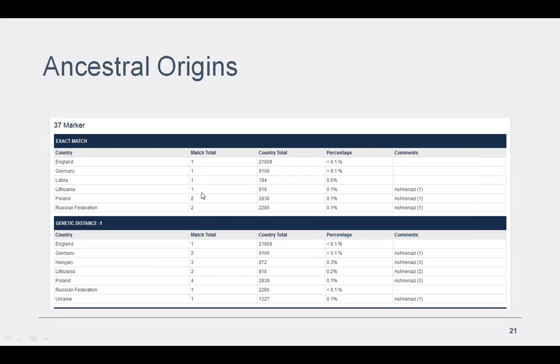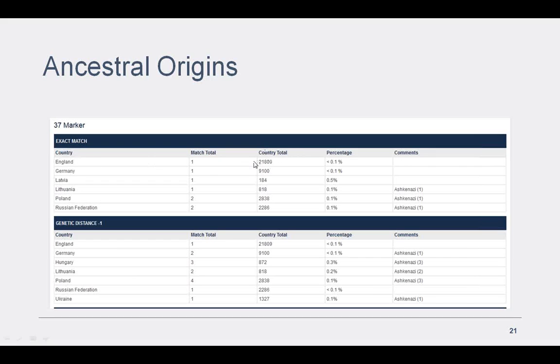And it's going to tell you how many total people you match at that level, and out of how many total people who tested reported that country of origin at that marker level. So this is at the 37 marker level. This country total here means that there are 21,809 people in the Family Tree DNA database who did at least the 37 marker test, could have been higher, but they tested at least 37 markers, and reported England as their country of origin.